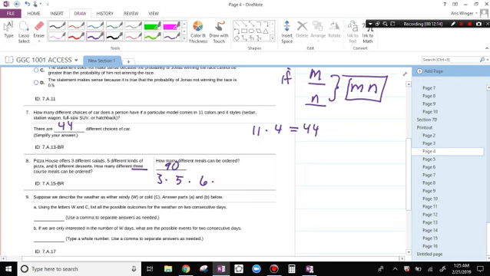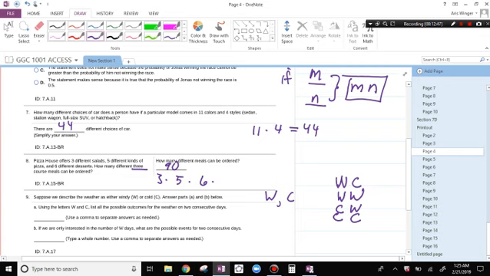Suppose we describe the weather as either windy or cold. Answer parts A and B below. Using the letters W and C, list all possible outcomes for the weather on 2 consecutive days. Well, it could be windy on one day, cold on the next. Windy on one day, windy the next day. Cold on one day, windy the next day, or cold on both days. Right, so you would just put those, separated with a comma.